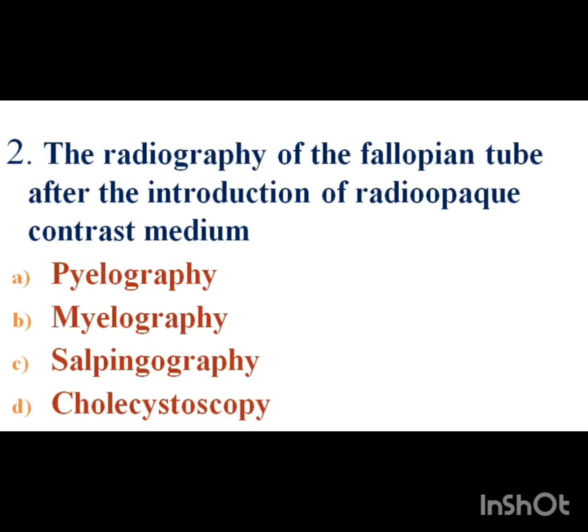Next question, the radiography of the fallopian tube after the introduction of radio-opaque contrast medium. Options: A. Pylography, B. Myelography, C. Salpingography, D. Cholecystoscopy. Answer is C. Salpingography. So salpingography is a radiography of the fallopian tube after the introduction of radio-opaque contrast medium.